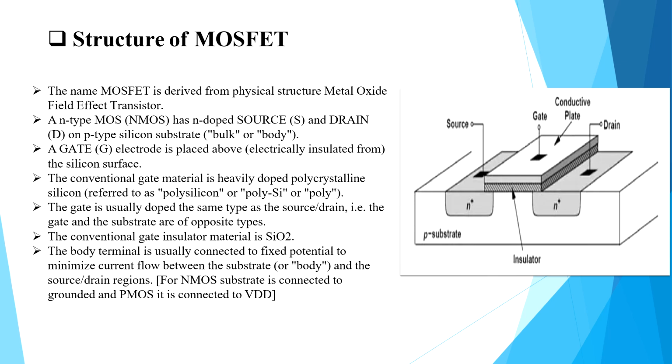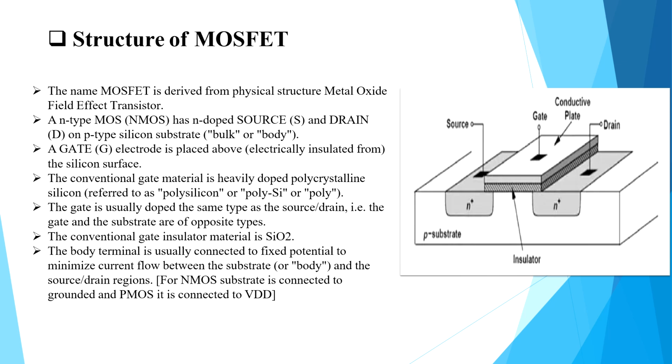The name MOSFET is derived from its physical structure, metal oxide field effect transistor, as we all know that MOSFET is a field effect transistor. An NMOS has doped source and drain on a p-type silicon substrate. A gate electrode is placed above, electrically insulated from the silicon surface. The conventional gate material is heavily doped polycrystalline silicon.